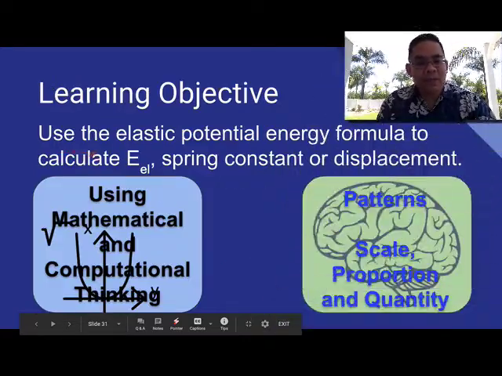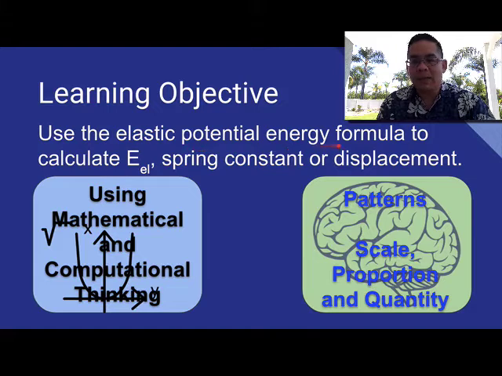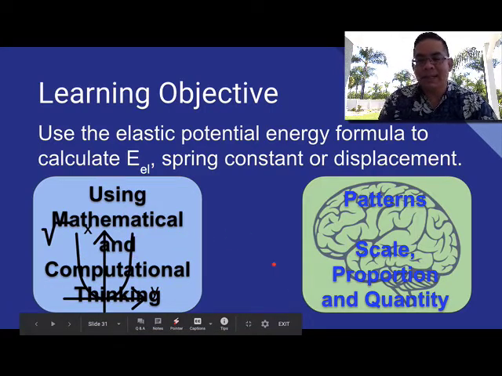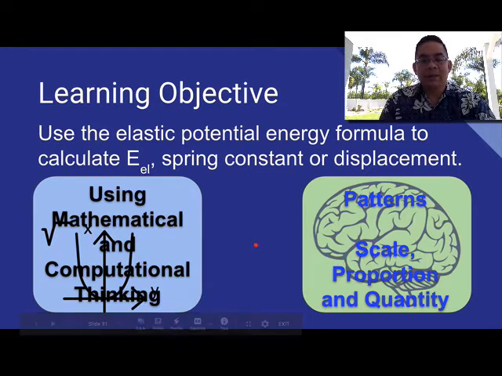So our learning objective is to use the elastic potential energy formula to calculate E elastic, spring constant, or the displacement. So as long as I give you 2 out of the 3, you should be able to find that third one. So, using mathematical and computational thinking is our SEP again. Pattern, scale, proportion, and quantity is our CCCs. All right, let's look at the first example.